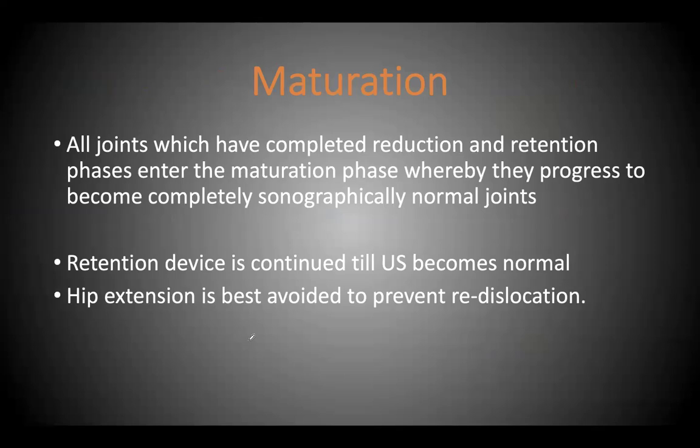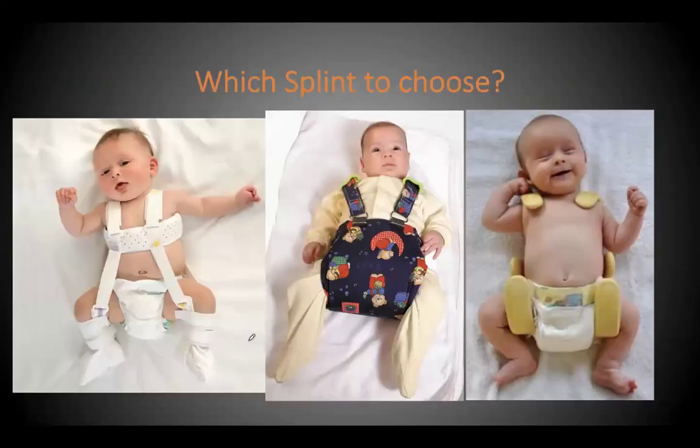Then eventually, all the hips which have completed the reduction and retention phase enter the maturation phase, wherein you wait for the hip to become completely normal on sonography. So you would continue your retention device till the ultrasound becomes normal. And during this period, you want to avoid hip extension because you want to prevent a redislocation.